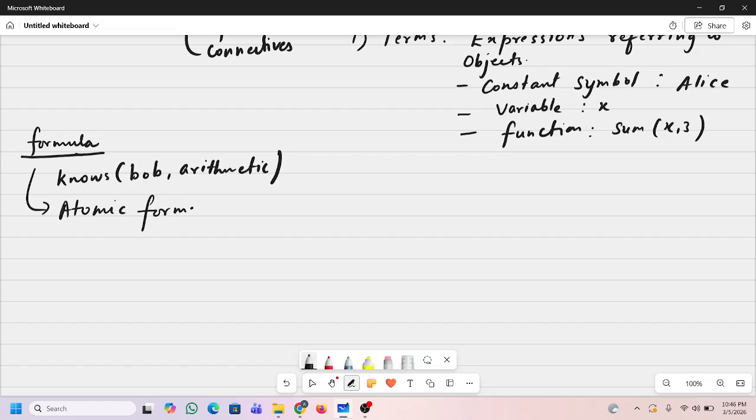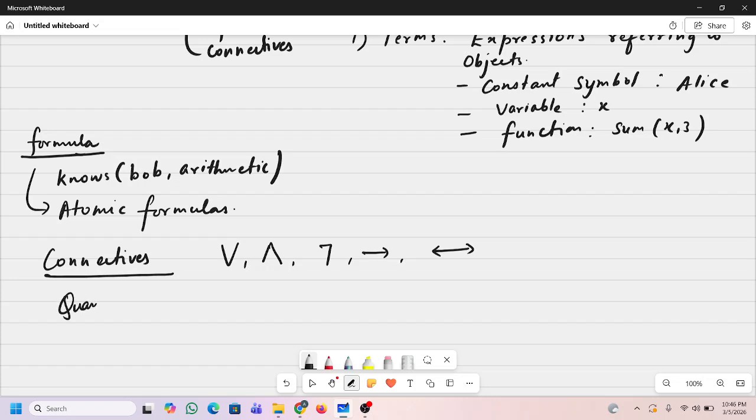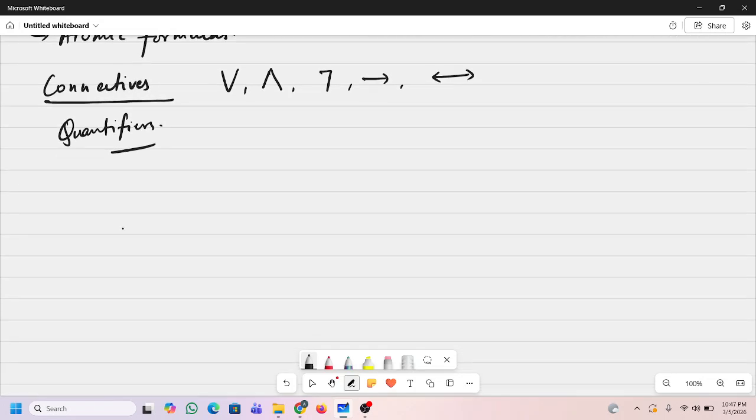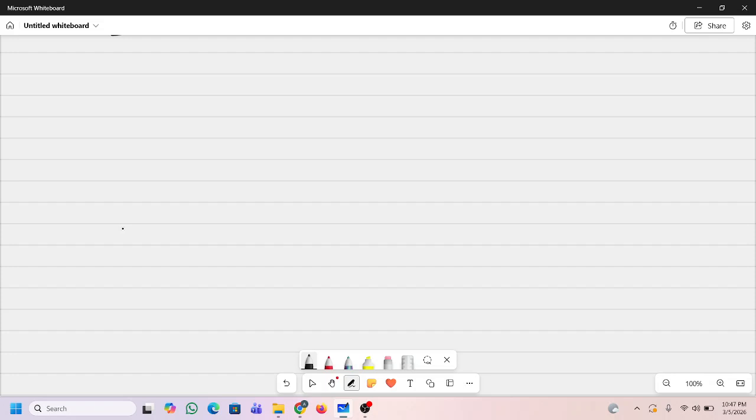The concept is similar to propositional logic. Okay, so now coming to the next thing, that is connectives. So you all know what connectives are, right? And, or, negation, implies, and biconditional. After connectives we have seen quantifiers. We have just seen what quantifiers are. Now I'm just going to discuss a bit about quantifiers.